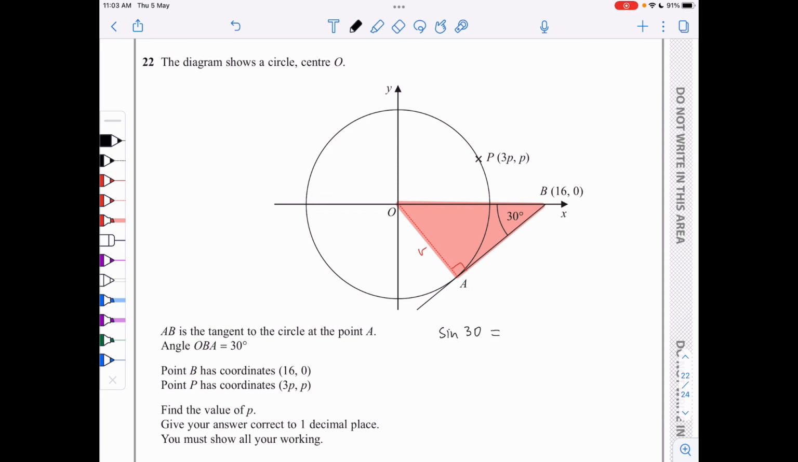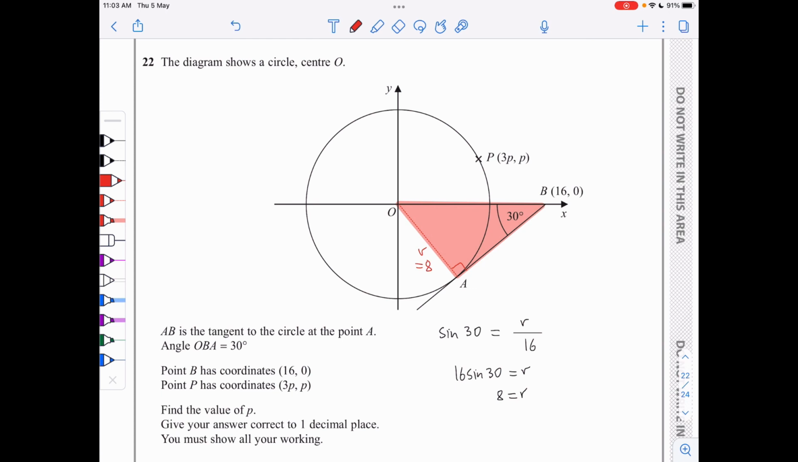equals opposite, which is R, over hypotenuse, and the hypotenuse is this here. Now this side here, the OB, is 16 units in length because it's just the x coordinate of B. So it's R over 16, meaning that 16 sine 30 is equal to R, which gives R to be 8. So we found R to be 8.